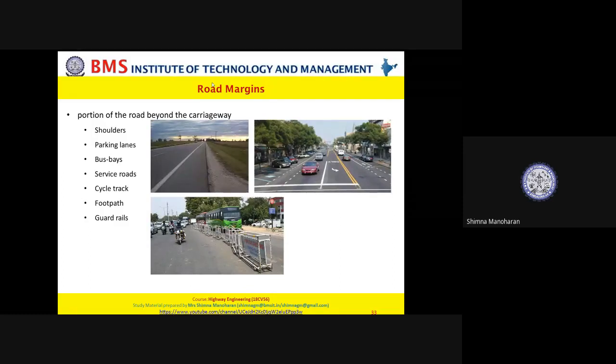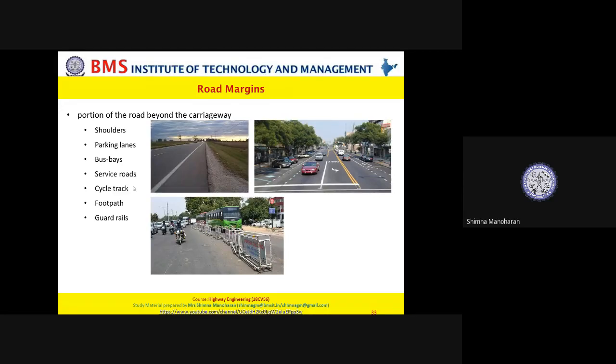So what is a shoulder? What do you mean by shoulder? This is actually the outer edge of the carriageway. Sometimes it will be paved or it will be unpaved. So here, whatever shoulder that you see is unpaved. The function of the shoulder is that it provides stability for the carriageway, and it also supports the edges.